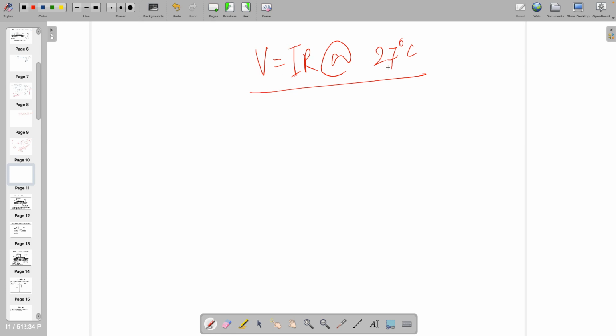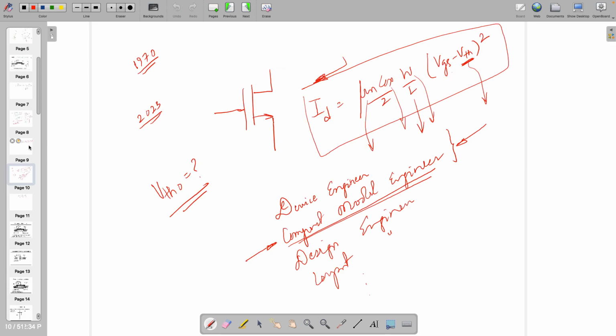This might be correct, but not at 27 degrees. It might be at some other temperature. So those things have to be checked. And the compact model engineer takes the device from the device engineer, and he will again check everything. Then he will use his known mathematics, and he will make some fitting parameters alpha, beta, gamma, whatever he likes. In addition to these things, this equation might be much more complex than what you are seeing right now. For different temperature, different process, different voltages, it's changing.